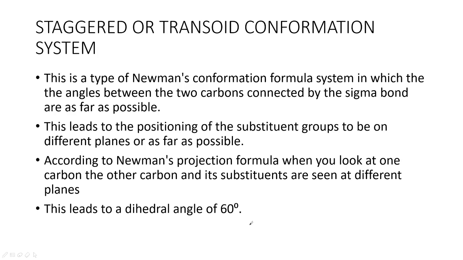According to Newman's projection formula, when you look at one carbon atom, the other carbon atom and its substituent are seen at a different plane. And due to the difference in the angle between the substituents, the dihedral angle formed between the two opposite substituents ends up being 60 degrees. Unlike the first one that is 0 degrees, this will be 60 degrees.